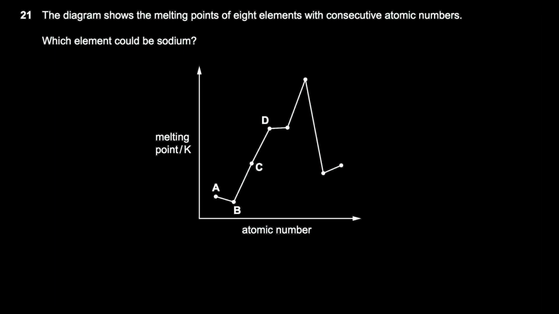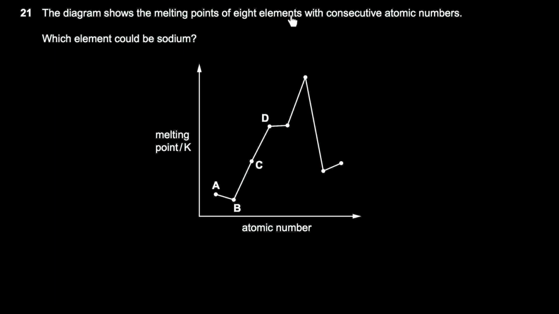The diagram shows the melting points of 8 elements with consecutive atomic numbers. Which element could be sodium? Now across the period, we know that the highest melting points are for the group 14 elements. That would be silicon or carbon. In this case, that would be silicon, because it has a macromolecular structure. Below that, we would have aluminum. Before that, we would have magnesium. And before that, we would have sodium. So here the answer is C.